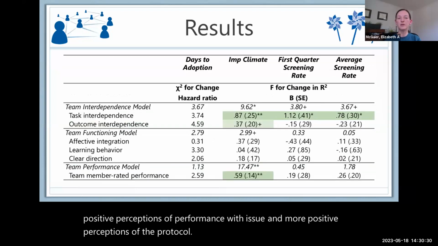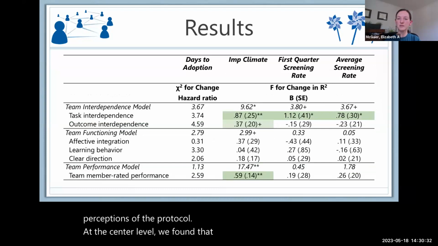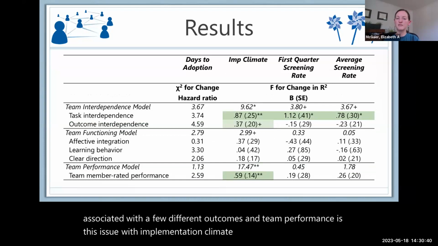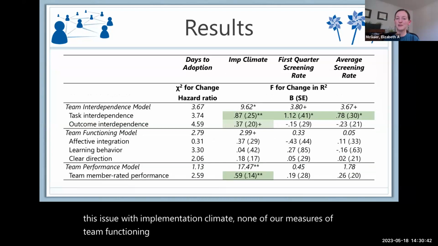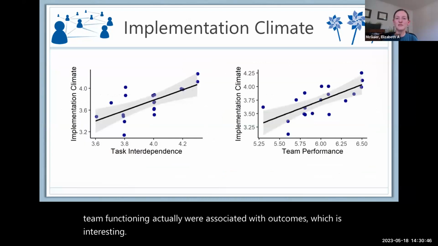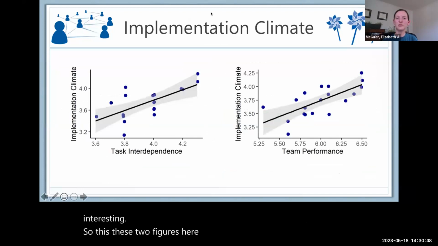At the center level, we found that task interdependence was associated with a few different outcomes, and team performance was associated with implementation climate. None of our measures of team functioning actually were associated with outcomes, which was interesting. So these 2 figures here show the implementation climate.